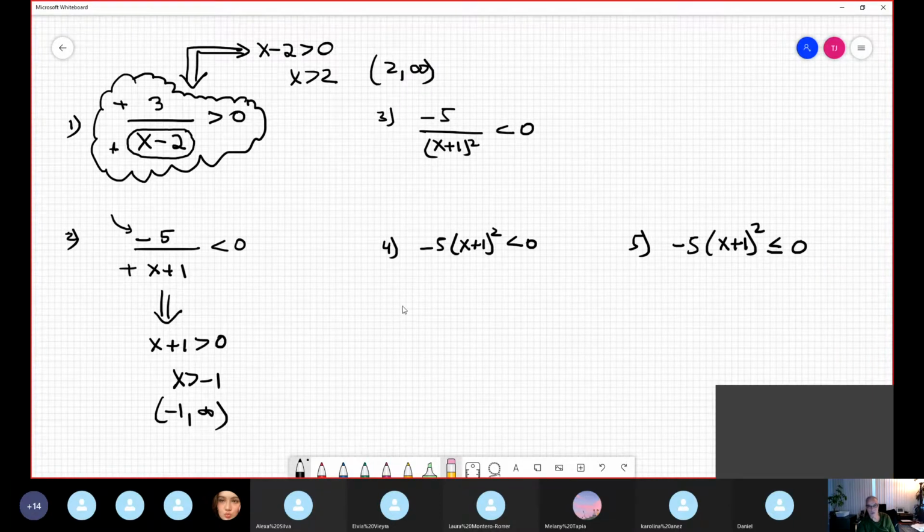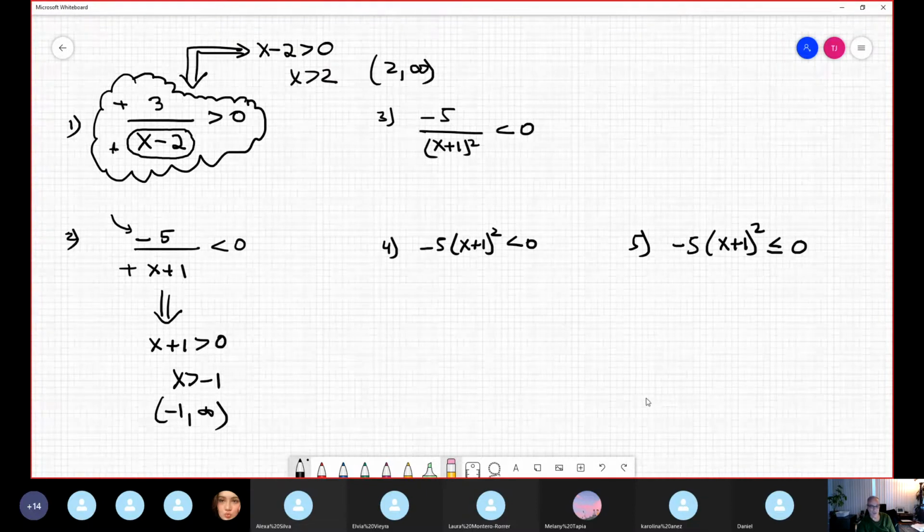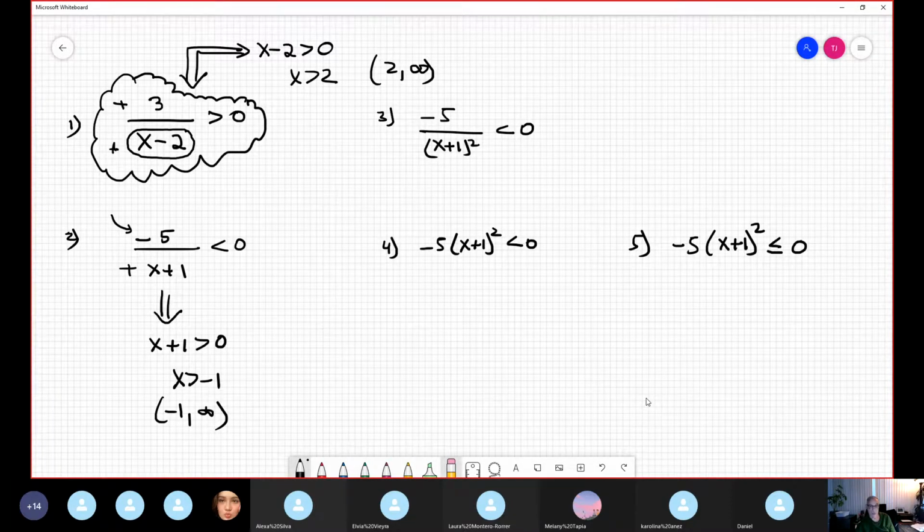This is special in which you don't need to do a table because we have only one. I understand. Okay, good. Let me try the next one. The next one looks a little bit complicated because this -5, well, it's obvious it's negative. And this guy is obviously always positive because x plus 1, regardless if x is positive or negative, when you are adding 1 and squaring, it becomes positive.